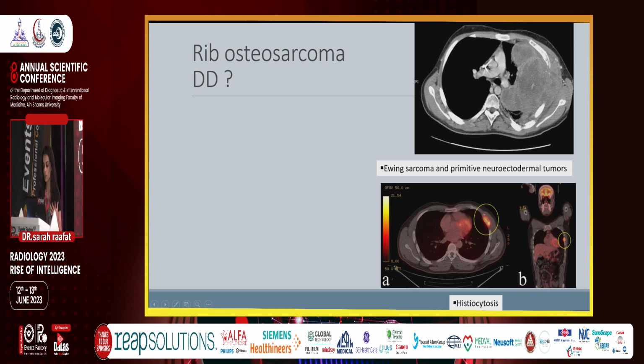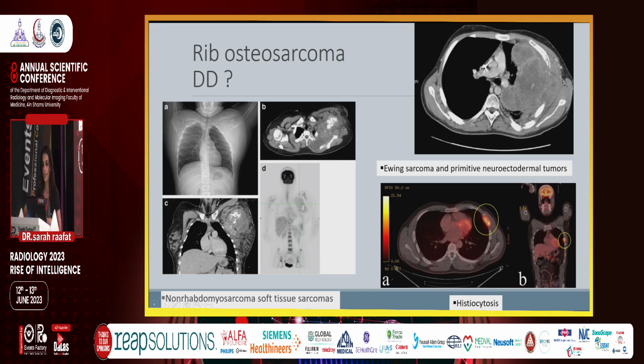Histiocytosis. Again, soft tissue component is not that common. Rhabdomyosarcomas and non-rhabdomyosarcoma soft tissue sarcomas, they're also on the table. So we asked the patient to have the biopsy, and the biopsy confirmed the osteosarcoma. Now the patient began her journey with our molecular imaging because bone scans are very crucial when it comes to primary or secondary bone tumors.